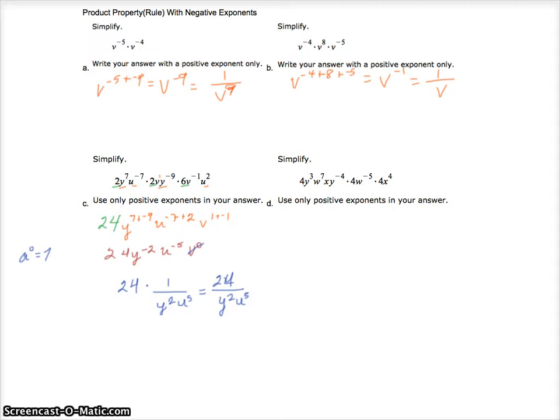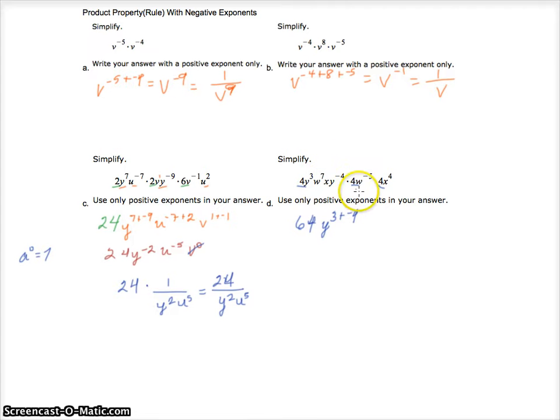Let's look at part D. Simplify 4y cubed w to the 7 x, y to the negative 4, times 4w to the negative 5, times 4x to the 4th. So I'm going to go through and multiply all of my coefficients like we did in the last one. So 4 times 4 times 4 is 64. And then I get y cubed, y to the negative 4th. So it's going to be y to the 3rd plus negative 4.